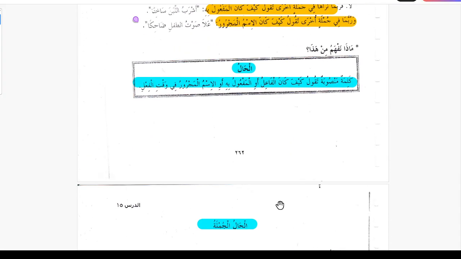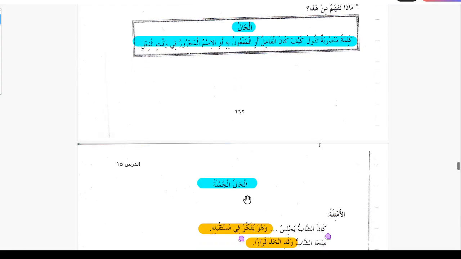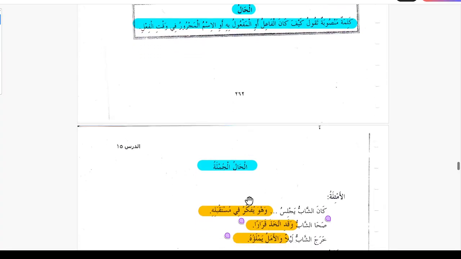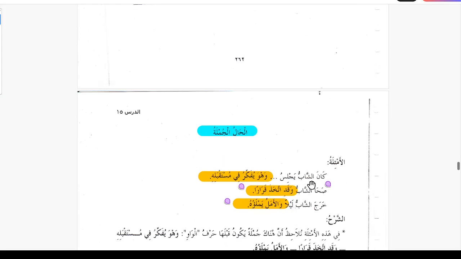And now this was about the word hal. There are some sentences also used as hal in the same manner, like alhalul jumla, the sentence hal. For example, kana shabu yajlisu, the young man was sitting, wahuwa yufakkiru fi mustaqbilihi, and while he was thinking about his future. So he was sitting in a state of thinking about his future. So this whole sentence is the alhalul jumla.